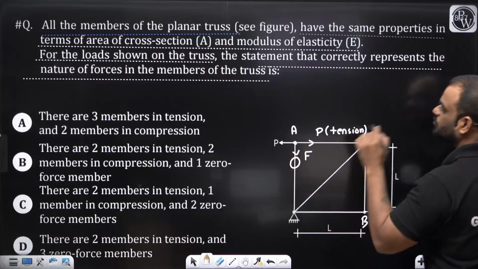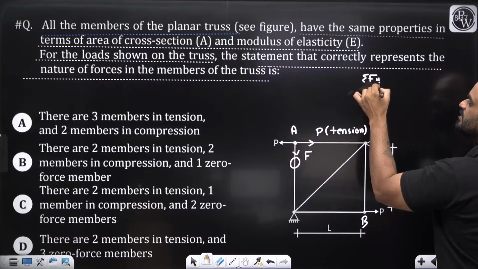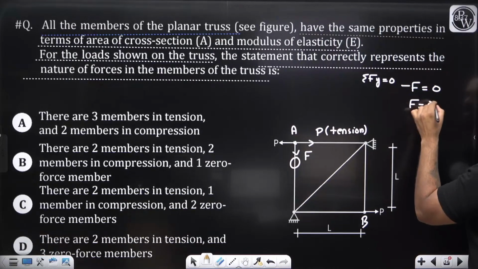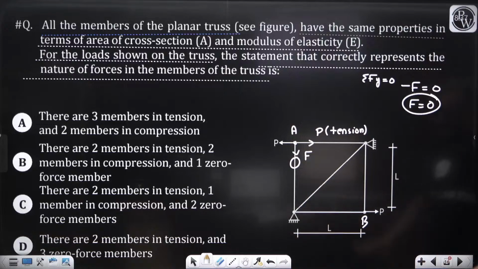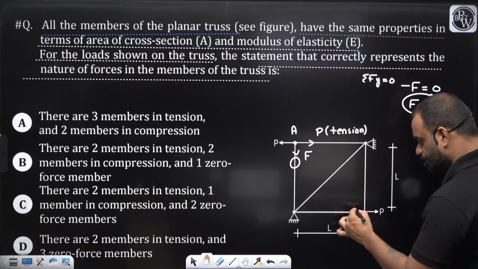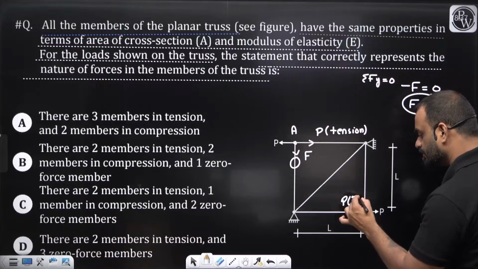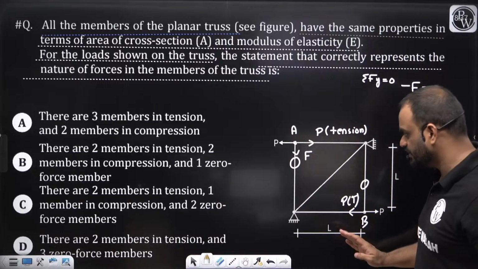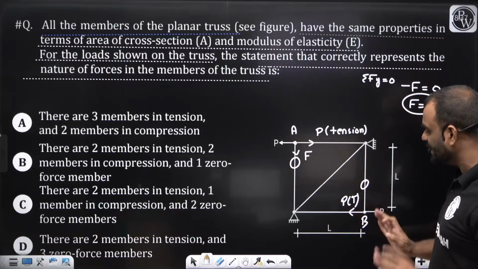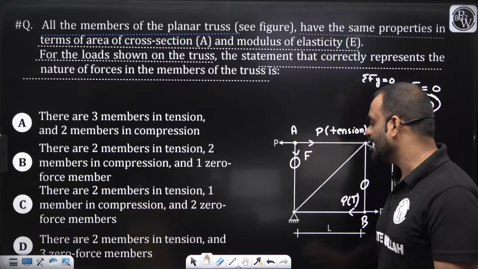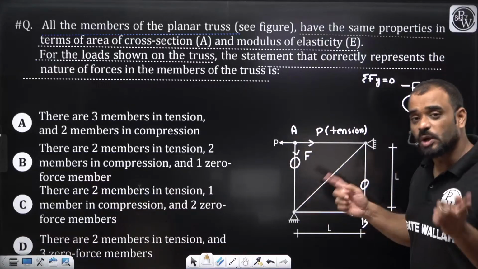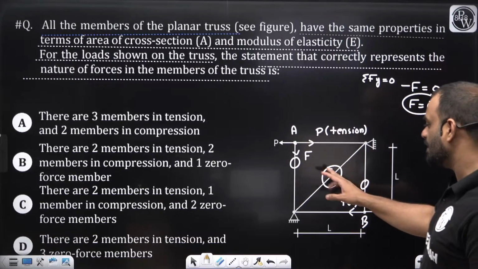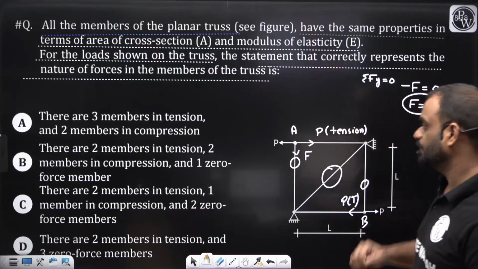Let us write F. So if you consider joint A, what will you write? Summation Fy is equal to 0. That means minus of F is equal to 0. It means F is equal to 0. Simple. Clear? In the same way, we'll try to solve joint B also. So this one is also P tension. Clear? And this one is 0. Okay. So there are basically two members in which tension force is there, and there are two members in which right now force is 0. But guys, what about this particular member? This is also a zero force member, right? Why is it so? I will explain on the next slide. So basically there are three members which are 0 and two members which are in tension.